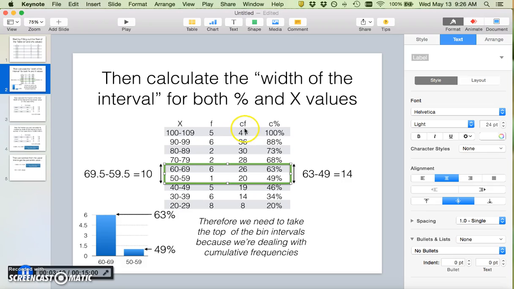It refers to a cumulative frequency. And similarly, 49% refers to a cumulative frequency. Therefore, we're going to take the upper real limits of each of these values in order to make sure that we are accounting for all of the values up to that point. So in this case, 63 minus 49 is 14. In this case, 69.5 minus 59.5 is 10.